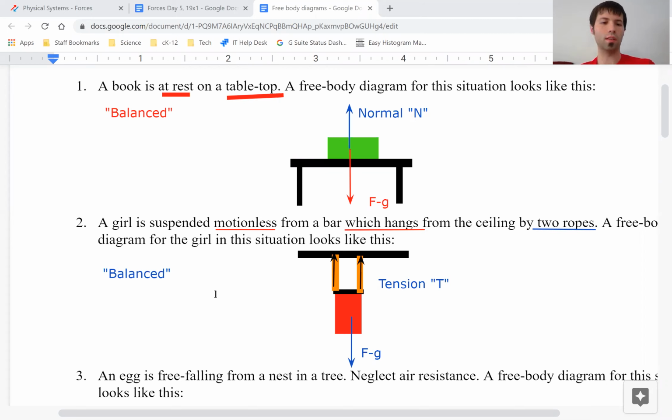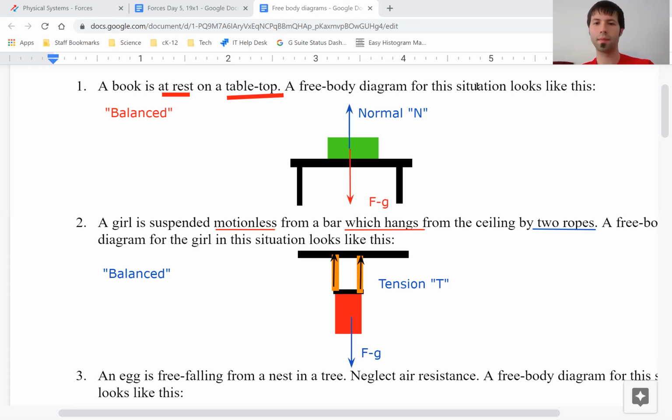Okay, so let's look at the sentence again. The girl is suspended motionless from the bar which hangs from the ceiling by 2 ropes. A free body diagram for the girl in this situation looks like this. Well, this is a balanced situation. We have the force of gravity, like always. Gravity is balanced by tension, which is divided between those 2 ropes. There's nothing else, so since it's balanced, it looks like we're done. That's it. This diagram is done too. Just gravity balanced by a single force, just like our first example.